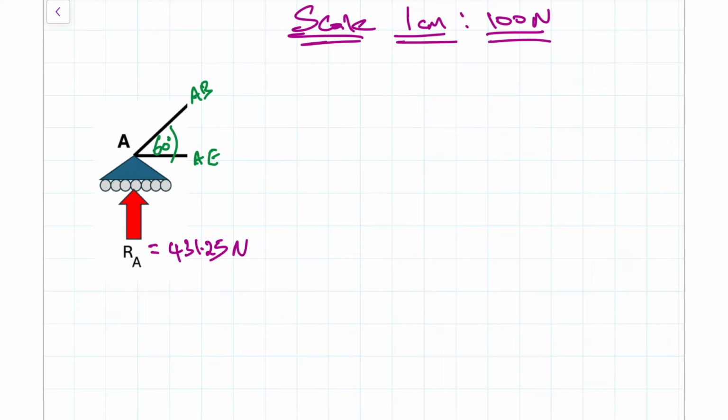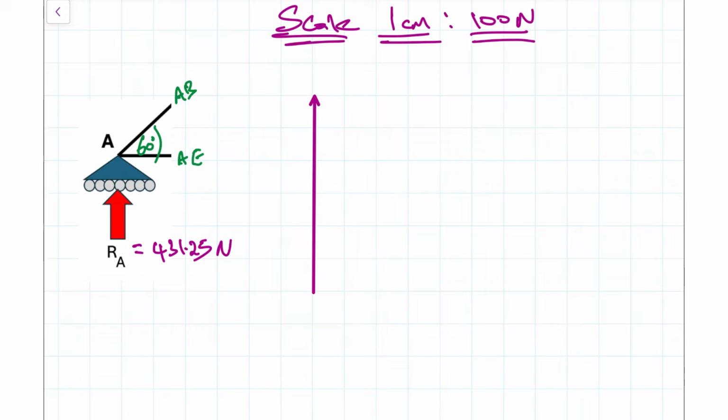To begin with, I'm just going to use the grid as a guide to draw that vertical line. In terms of the scale, it will be measuring 4.31 centimeters. So that right there is my drawing for RA. And in terms of its measuring, it should be 4.31 centimeters because that's my scale, 1 to 100. And then now I'm going to decide if I'm going to draw in either AE or AB.